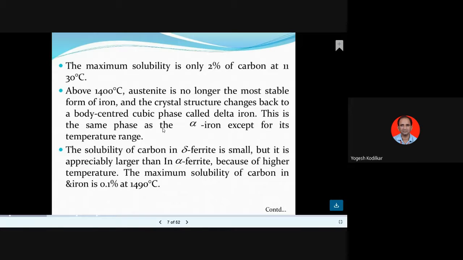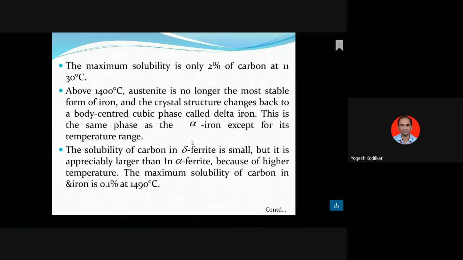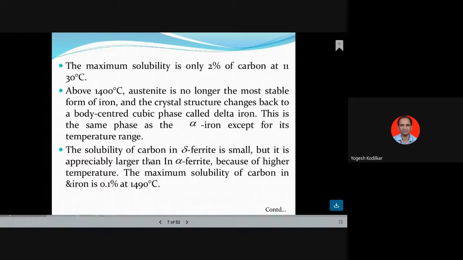Again, that FCC is converted into the BCC structure called delta iron. This is the same phase as alpha iron except for its temperature range. Delta iron and alpha iron are both the same, only the temperature changes. The alpha iron is at room temperature or up to 727 degrees Celsius, but at 1400 degrees Celsius, that phase is called delta iron, which is again BCC structure, that is body centered cubic crystal structure.